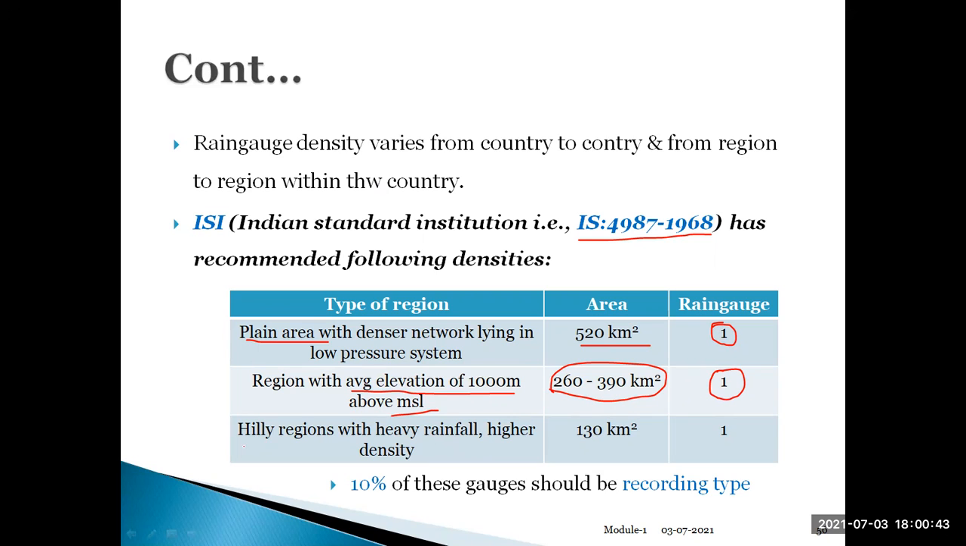And similarly, for a hilly region with heavy rainfall, with a higher density, for an area of 130 square kilometers, the acceptable number of rain gauges is 1. And in this also, 10% of the gauges should be recording type rain gauges.